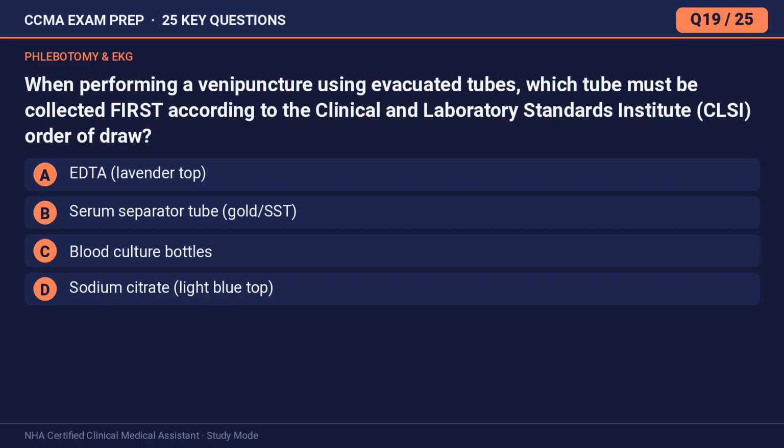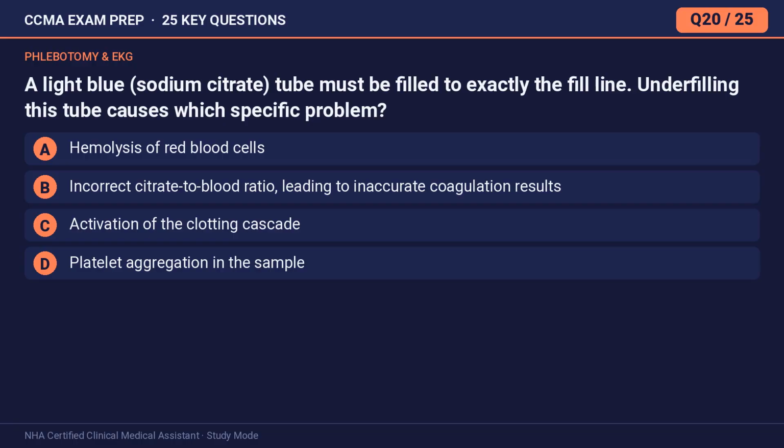When measuring a patient's blood pressure, the medical assistant places the cuff too loosely. What is the most likely effect on the reading? A. Falsely low systolic reading. B. Falsely high blood pressure reading. C. No effect on accuracy. D. Falsely low diastolic reading only.